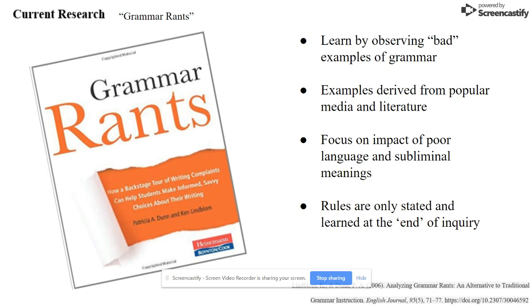Another approach is the grammar rants approach, which is almost a complete 180 from traditional grammar instruction. In the grammar rants approach, students learn by observing bad examples of grammar that are widely available in popular literature and popular media. And teachers take students through these bad examples of grammar to first have conversations about the impact of poor language on the user that uses it and the subliminal messages and meanings behind those that require proper grammar and language in conversation and in writing.